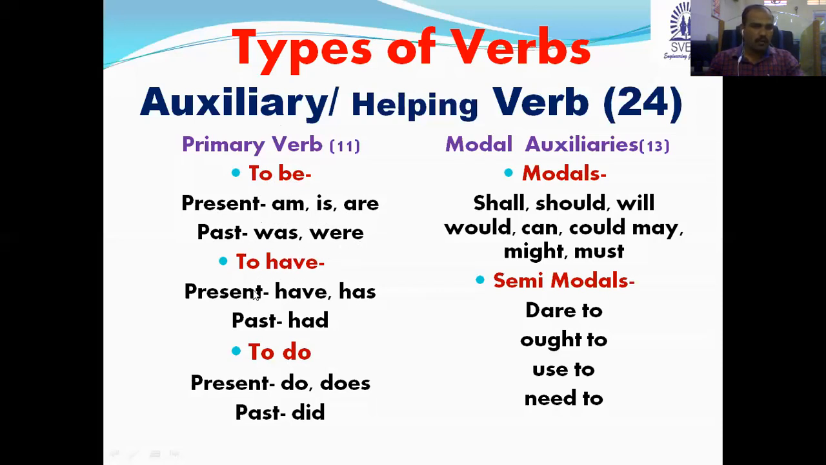Again, form of to have. In present, have, has. I have, we have, you have, he has, she has, it has, they have. I had, we had, you had, he, she, it had, they had, because had is the single. Everywhere had would be there. To do. In present, I do, we do, you do, he does, she does, it does, they do. In past, I did, we did, you did, he did, she did, it did, they did.